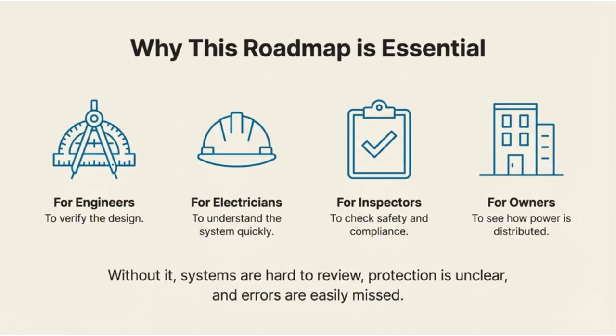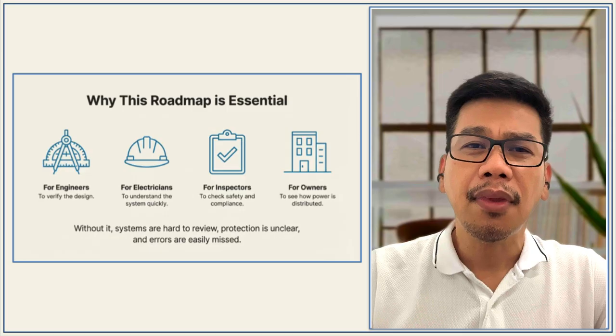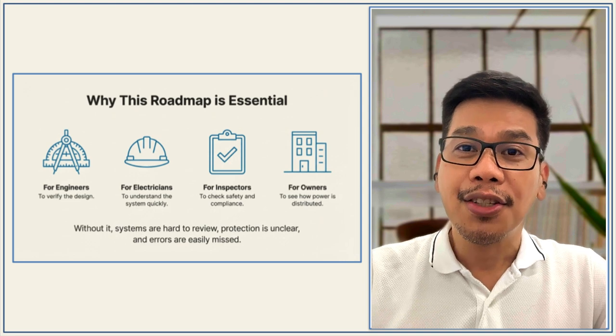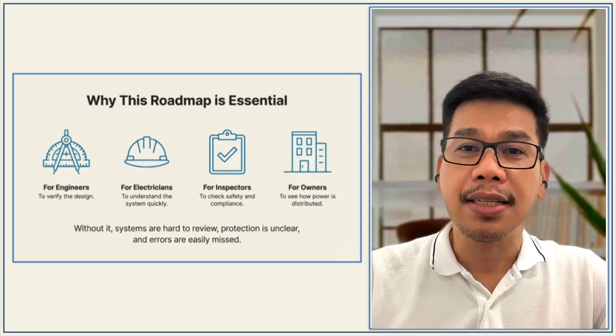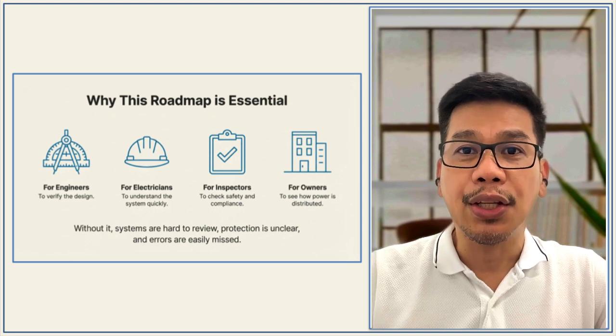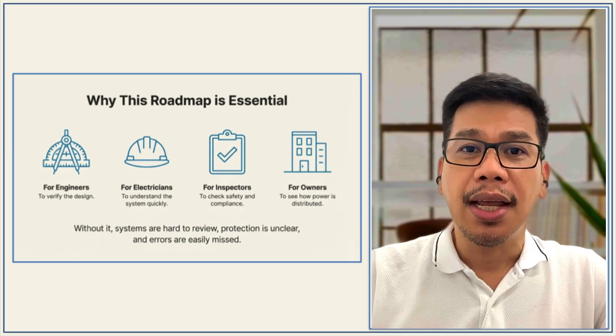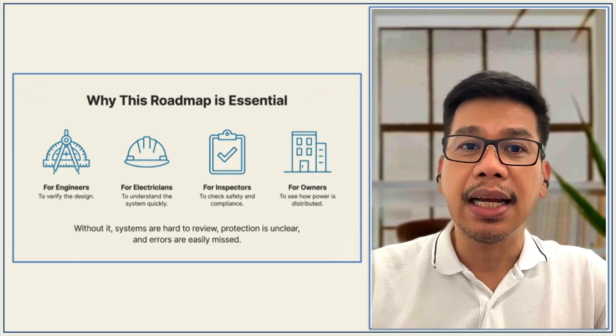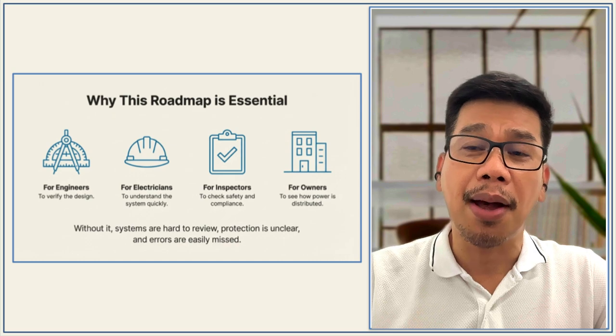In practice, the one-line diagram is used by engineers, electricians, inspectors, and owners. Engineers use it to verify design, electricians use it for installation guidance, and inspectors use it to check for compliance. Without the diagram, there is no clear reference for how the system should operate, which can lead to errors and unsafe conditions. Ito yung ginagamit sa actual, hindi lang pang drawing. Ito yung guide sa trabaho sa site.